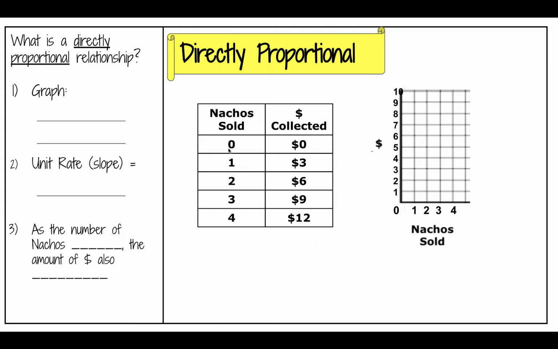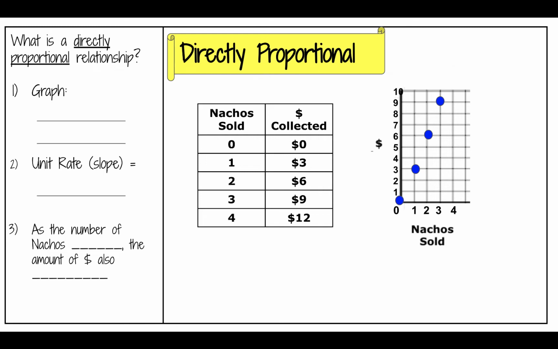So our first ordered pair is going to be 0, 0. When x is 0, y is 0. Our second ordered pair is going to be 1, 3. So when x is 1, y is 3. Our third ordered pair is going to be when x is 2, y is 6. The next one, when x is 3, y is 9. And the last one, when x is 4, y is 12. That's going to be off my graph, so I'm just going to choose not to graph it right now. I got 4 points, that's enough.